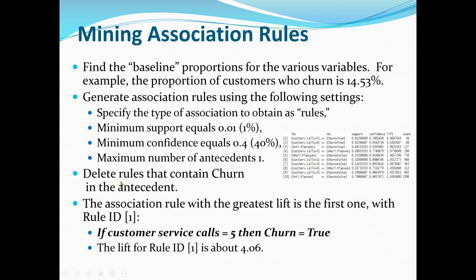Then next, we can delete rules that contain churn in the antecedent. The association rule with the greatest lift is the first one, with rule ID 1. The greatest lift makes the rule very strong. So here we say if customer service calls equal 5, then churn is equal to true. The lift for rule ID 1 is about 4.06. Again, this example is based on a data set.